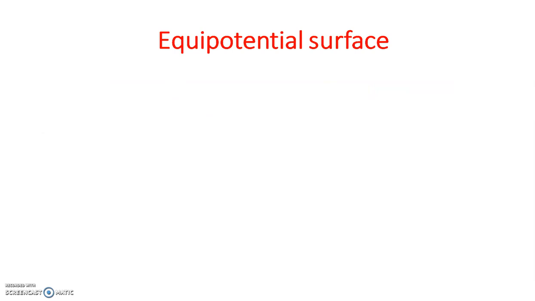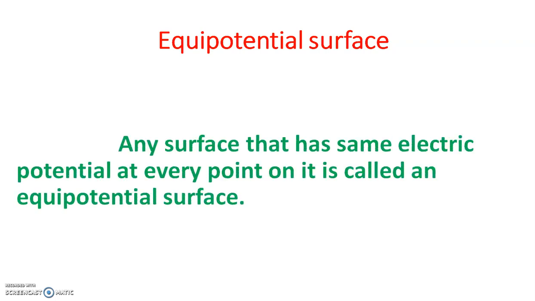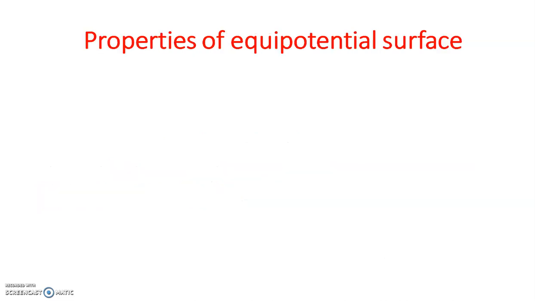Okay. Now we will discuss equipotential surface. From the word itself, it is clear that potential is equal. Potential is equal over the surface. So we can see the definition: any surface that has the same electric potential at every point on it is called an equipotential surface. That definition is self-explanatory. So it is a surface which has the same electric potential at every point. Now we'll see the properties of equipotential surface.